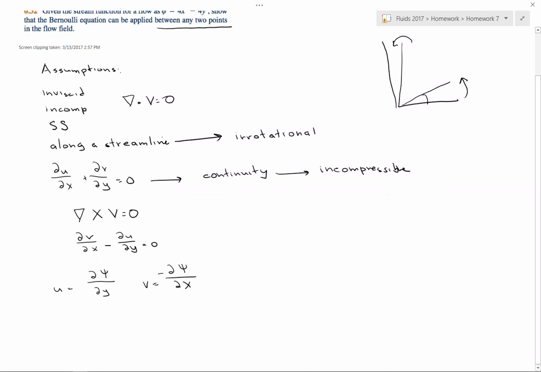So use, we could say vorticity, because that's really what it is, as well as continuity. So does that help with the assumptions that we make? Okay.